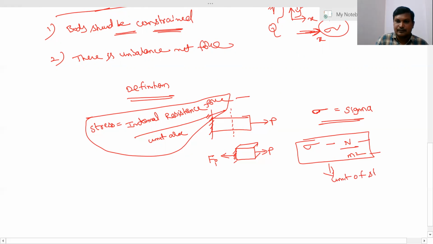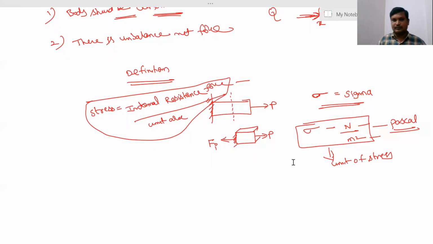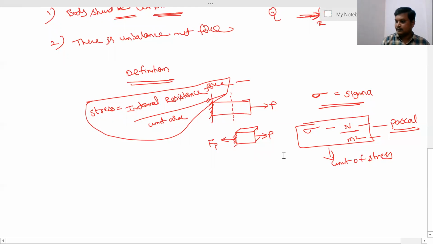Unit of stress. Is it clear? Newton per meter square we can simply call a Pascal. Is it clear? There is a stress unit conversion as well. Anyhow, we can see the stress conversion in our numerical concepts. Okay. Now, coming to the types of stresses.